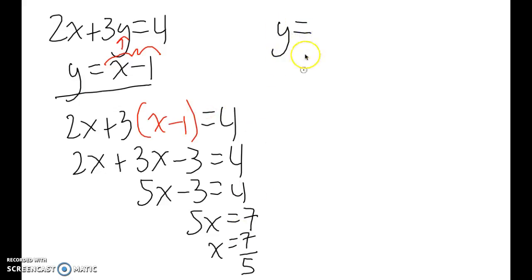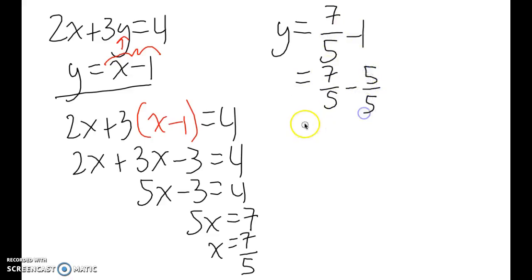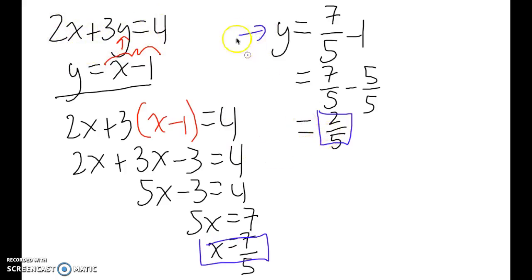y equals, going to do my substitution, so 7/5 minus 1. 1 is just 5 over 5, so I can say y equals 7/5 minus 5/5, or 2/5. And now with my answers of x equals 7/5 and y equals 2/5, I can substitute them back into either equation and verify. Since I just used this one to solve for y, I'm going to want to use this one because if I made a mistake, I'll just catch it more easily.